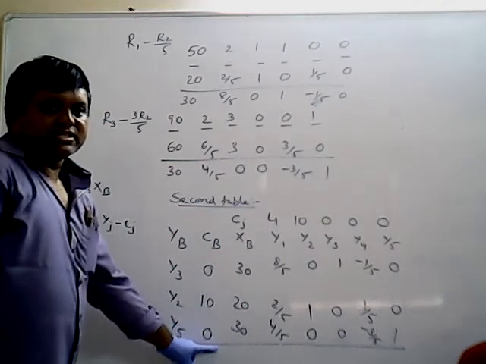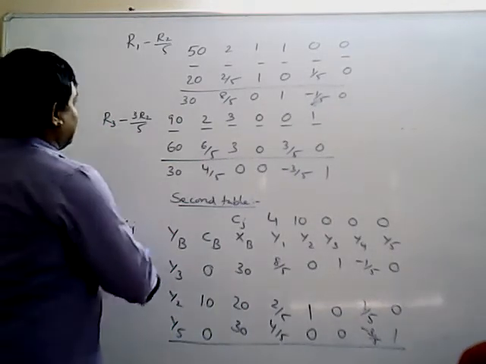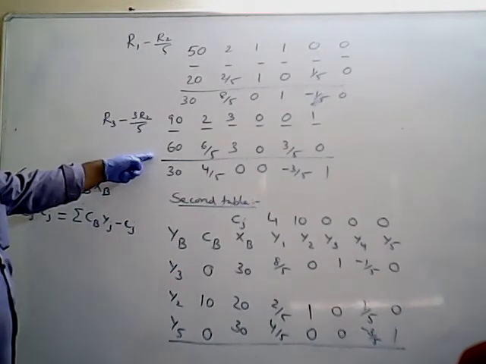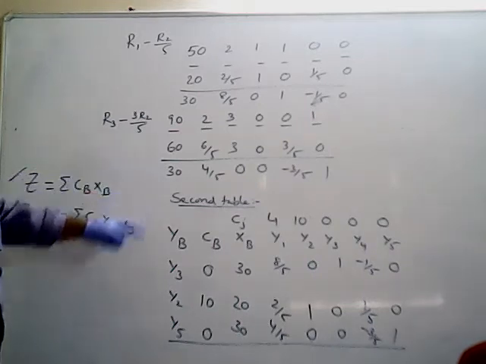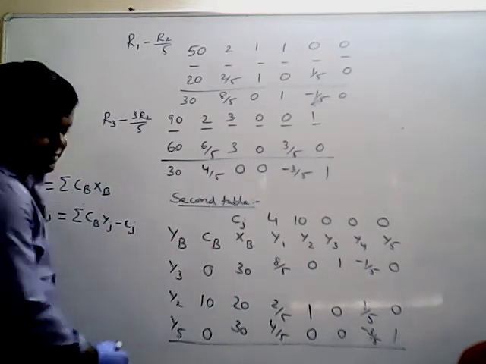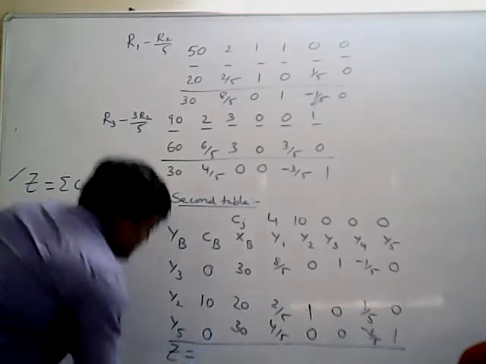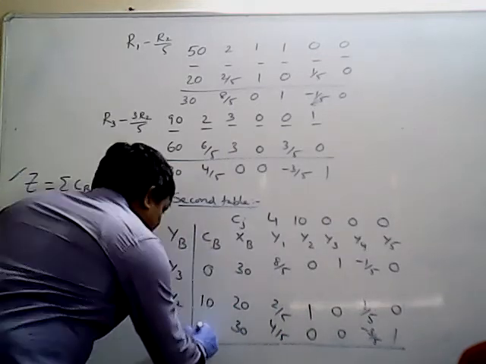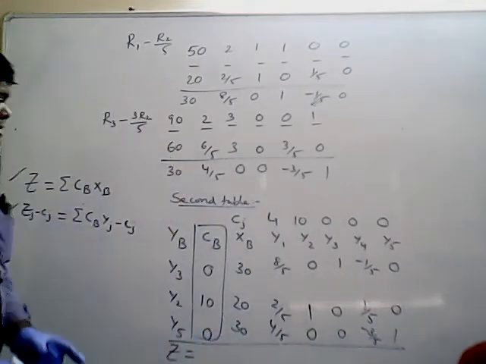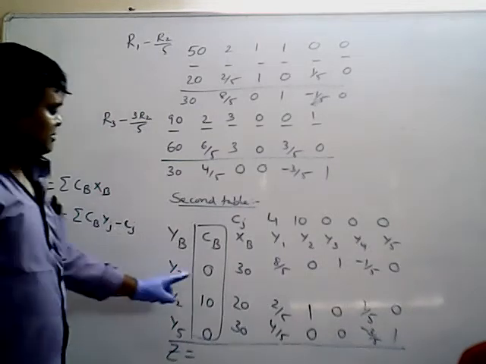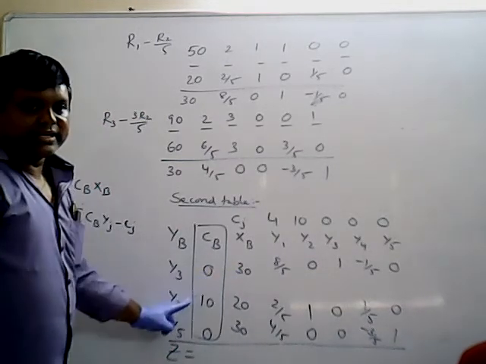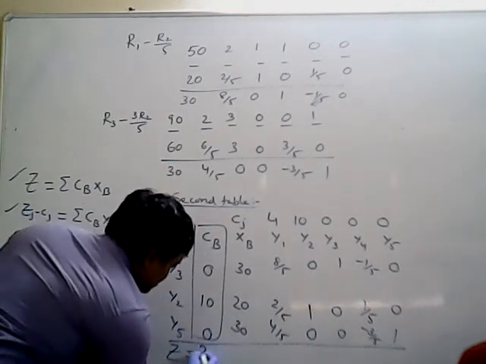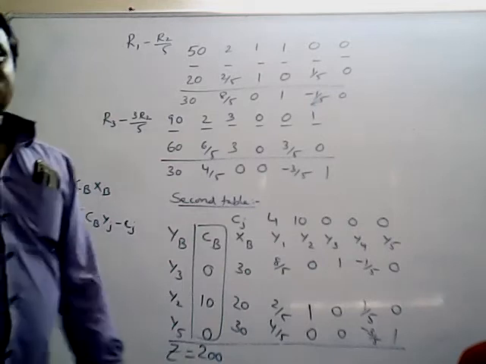So here I will calculate the Z value first. I think this calculation part is completed. So shall we go for calculation of Z? I have already told you CB is fixed in both the formulas. Same concept, you have already done it in the starting table. CB into XB: 0 into 30, 0. 10 into 20, 200. 0 into 30, 0. 200 plus 0. So Z value is 200.